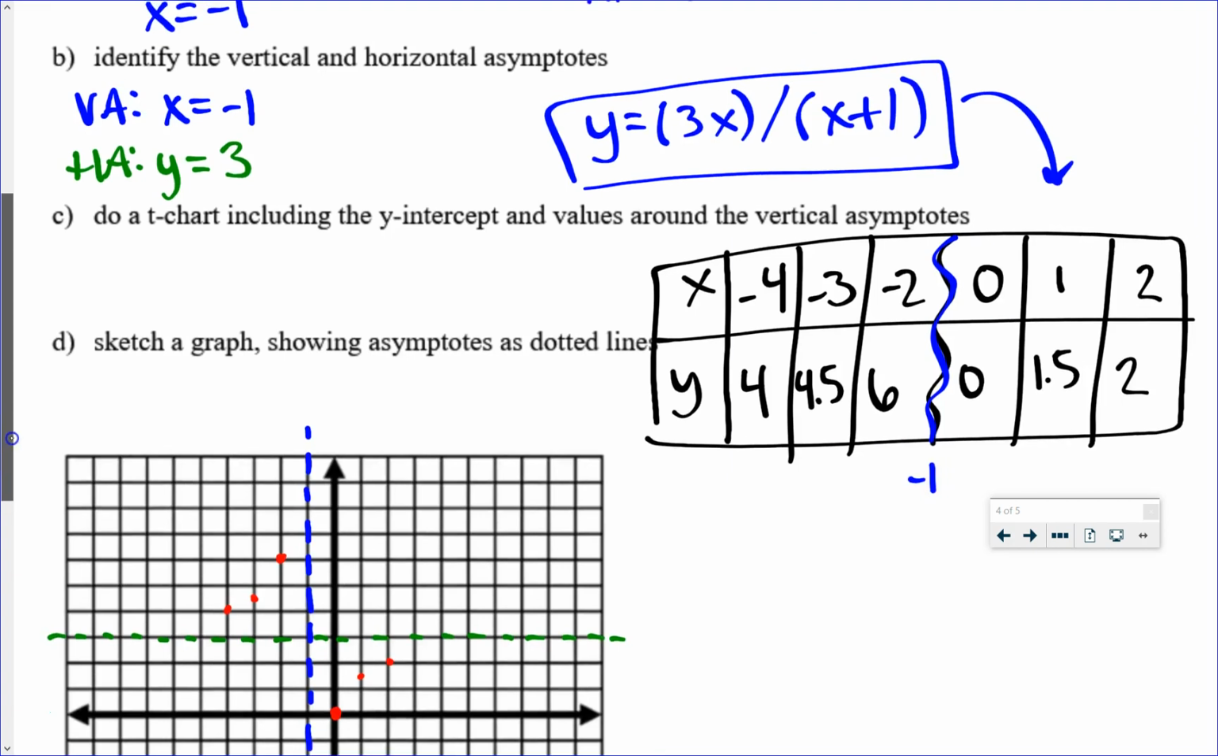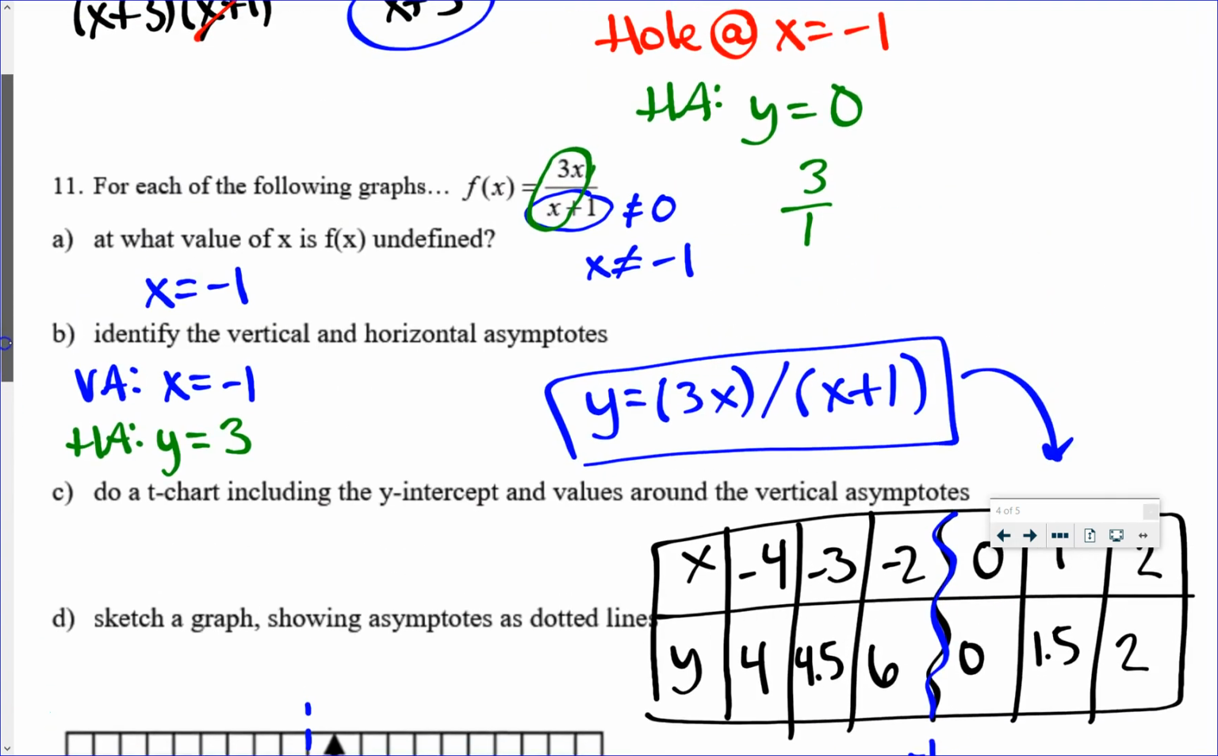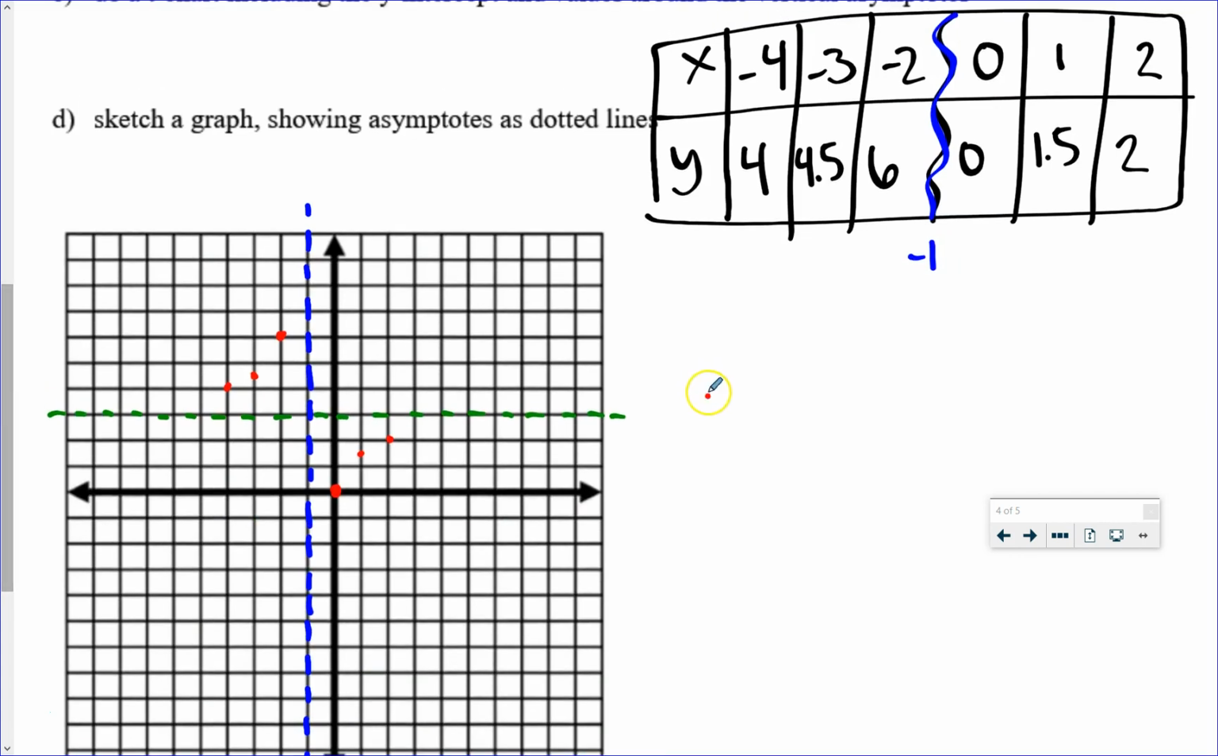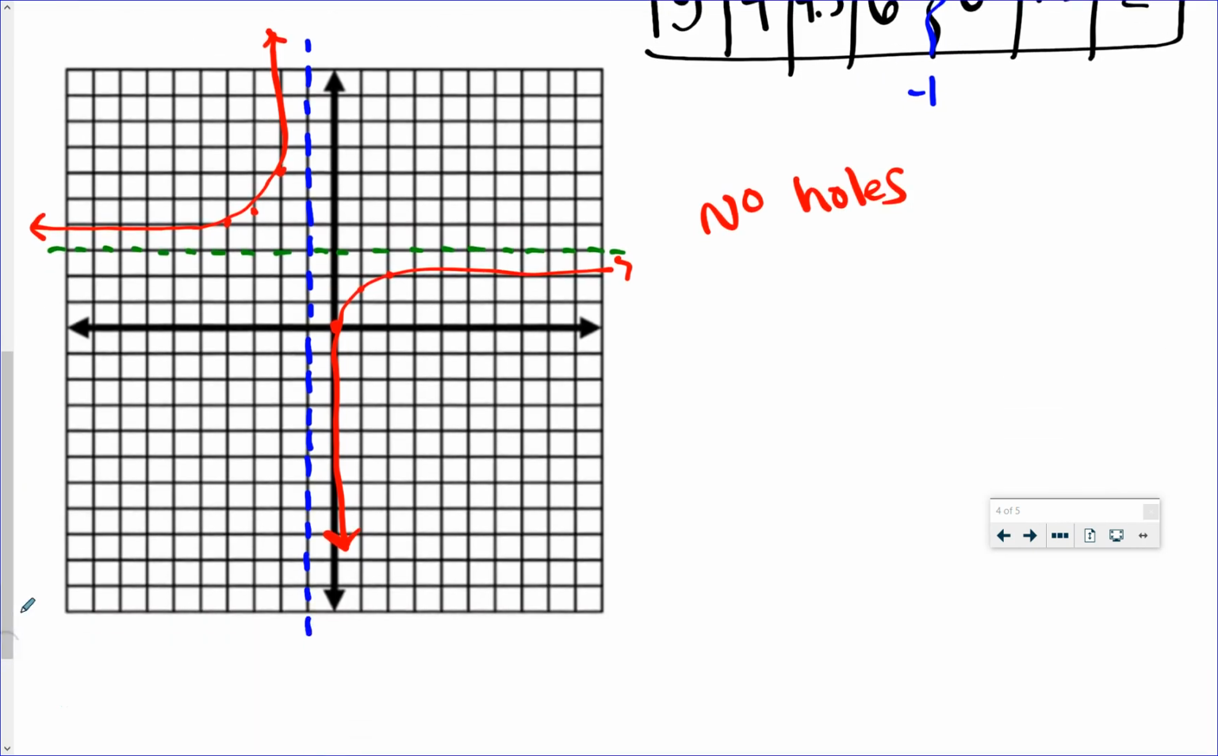Now, we cannot forget, do we have any holes? For number 11, we do not have any holes. Okay? So since there's no holes, I don't have to put any breaks. So I'm just going to go ahead and connect these. Here's my first curve. And here's our second curve. Good, and the asymptotes are what is bending our lines in those ways. All right, we got one more.